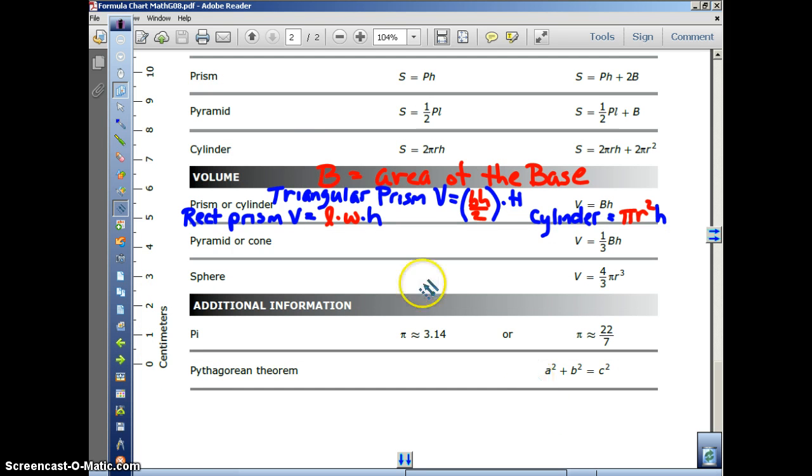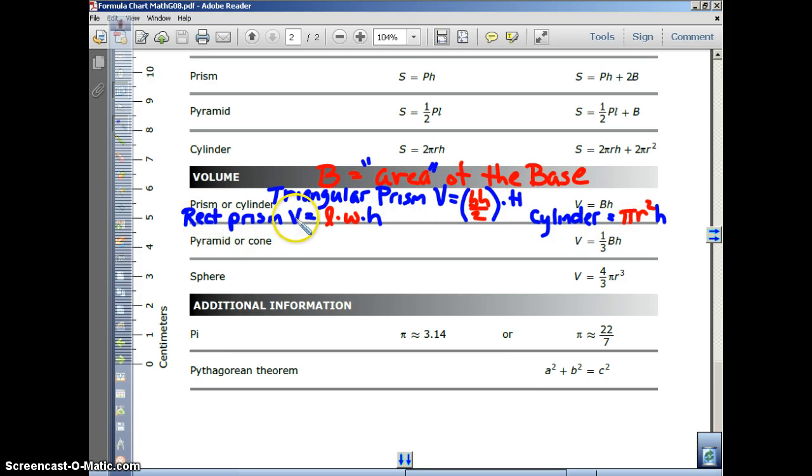Volume. If you haven't already, I want you to write down capital B stands for area of the base. It's not just the base, it's the area of the base, okay? For volume of prisms and cylinders, there's just one formula. Volume equals capital B times H, the area of your base times the height. Here are the specific formulas, and each of these that is in red is your formula for area of the base.